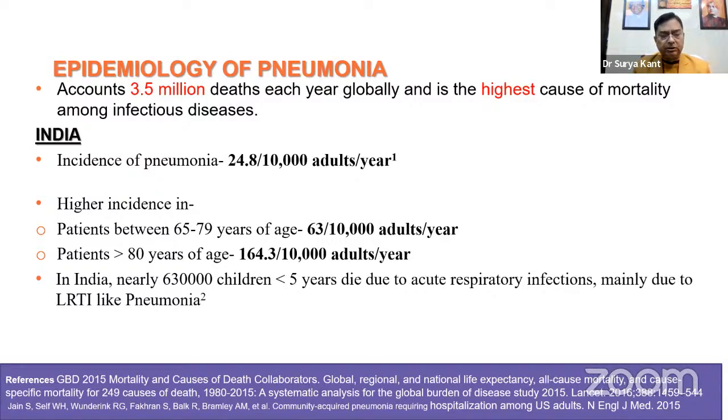And if you see the children population in India, nearly 630,000 children less than 5 years of age die due to acute respiratory infections, mainly lower respiratory tract infections like pneumonia. So pneumonia is a major health problem globally as well as in our country, and a major infectious killer in children and in the elderly.